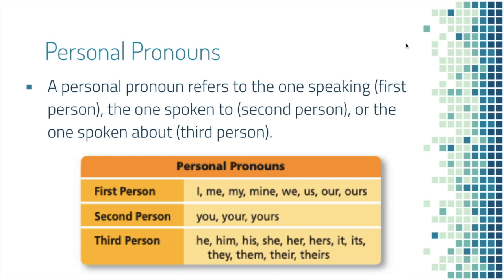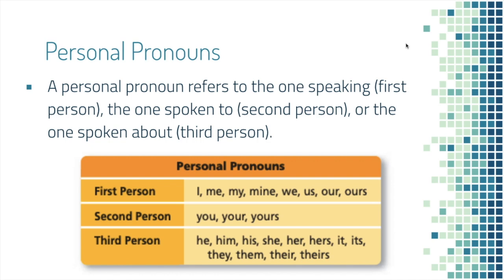So the first type is personal pronouns. This is what I consider the basic type of pronouns. When you were in elementary school, talking about pronouns, this is what they were referring to. So a personal pronoun refers to the one that is speaking, aka first person, the one being spoken to, which is second person, or the one being spoken about, which is third person.